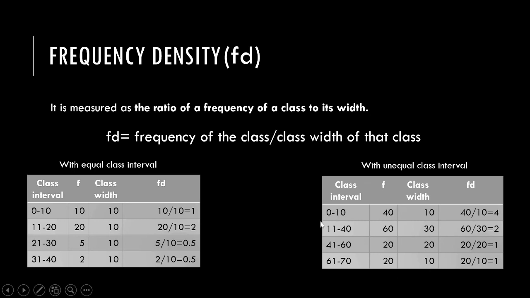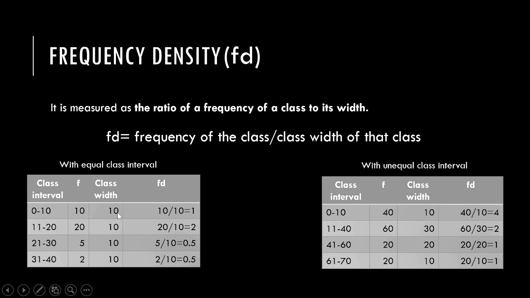Another important use of frequency distribution is in measurement of frequency density. It is especially used for frequency distribution with unequal class intervals. Frequency density is measured as the ratio of the frequency of a class to its width. Let us consider the calculation and application of frequency density through examples.